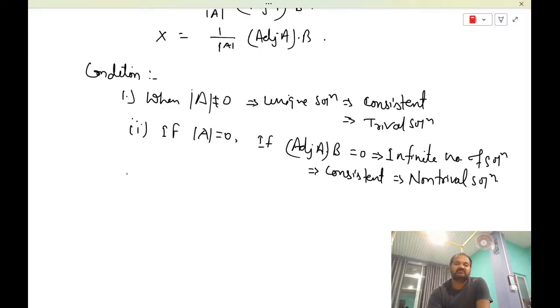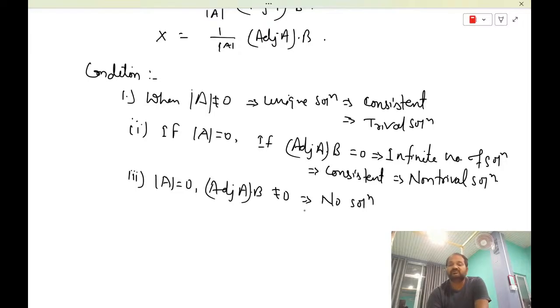And in the last case, if determinant of A is equal to 0 and adjoint of A dot b is not equal to 0, in that case the system of linear equations has no solutions. In no solutions, the system of linear equations is called inconsistent, and it does not have non-trivial solutions.